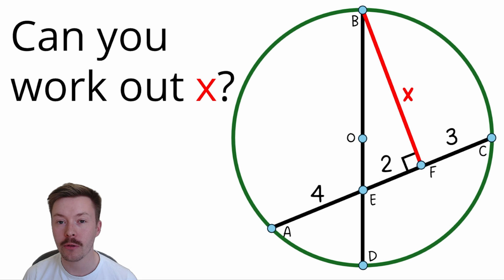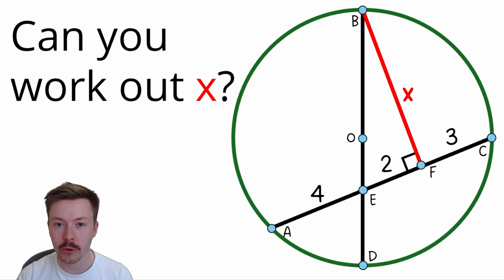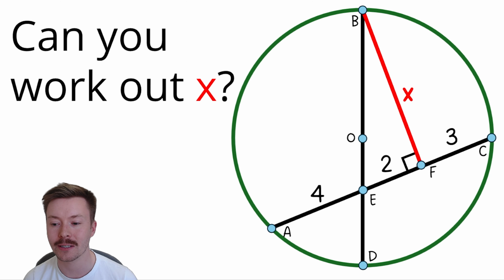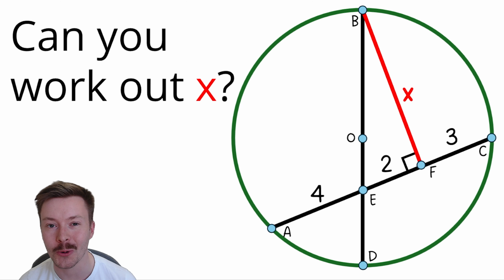Can you work out the value of x in this problem you can see on the screen? Now we have a line B to D, which is a diameter of the circle, and a chord A to C, which has lengths from A to E of 4, E to F of 2, and F to C of 3. And we have another line segment from B to F, which meets the chord A to C at a right angle. Can you work out the length of B to F?